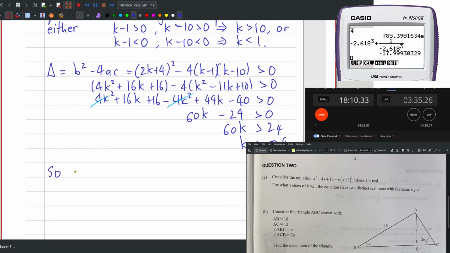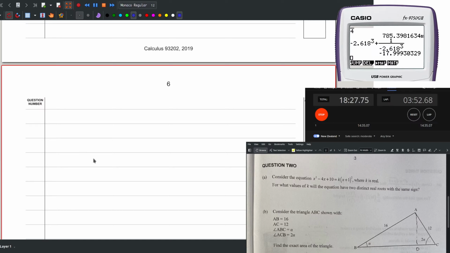So either 0.4 less than k less than 1, or k greater than 10. Alright, I think I got that.